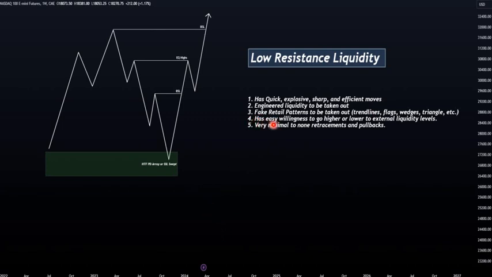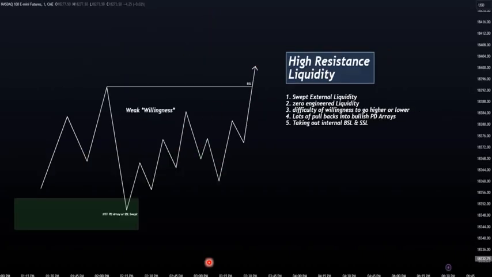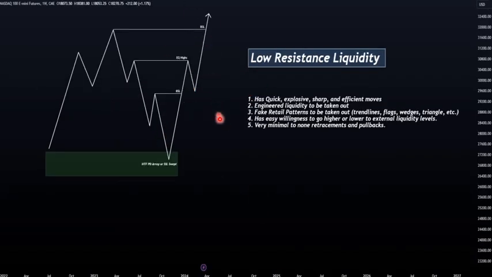Number 4, it has easy willingness to go higher or lower to external liquidity levels. What does that mean? That is very fast, energetic moves, and it's getting there quickly. It is not taking a lot of time just to get there. It's not taking 5 hours to get there. It gets there in like 20-30 minutes. Super fast, super efficient, not wasting any time. It's going to its designated target that price wanted to do originally, and there's no question about it that it's doing that.